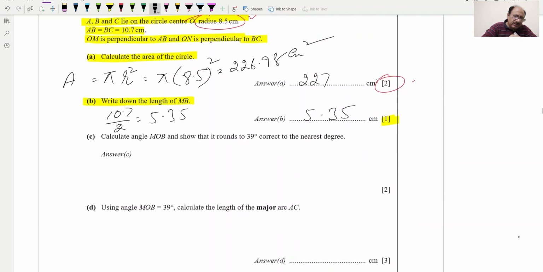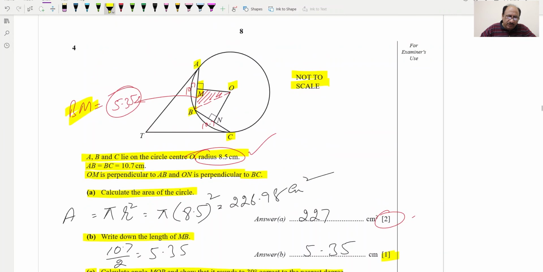Now they are saying calculate what? Calculate C part. Calculate angle MOB and show that it rounds to 39, correct to the nearest degree. So MOB is what? MOB is basically this angle, this one. So we have the radius, which is 8.5, and we have MB also.